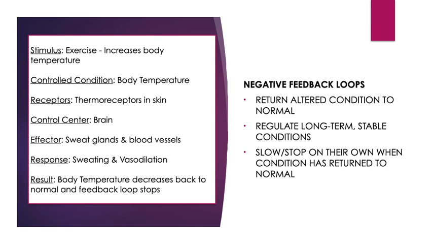In this example, I use the stimulus of exercise. So as you exercise, you increase your body's temperature. Our controlled condition is our body temperature. It should normally be within about 98 to 100 degrees Fahrenheit approximately.